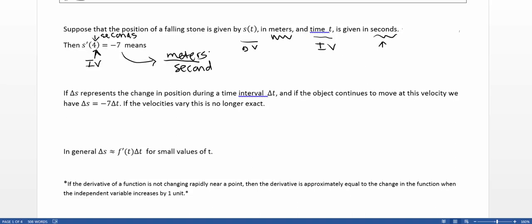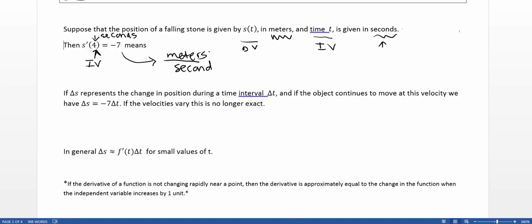And then there's lots of ways we can write that. We could also say something to the effect of, the stone is falling at -7 meters per second after it had fallen for 4 seconds. So there's not one right way to write a sentence or to talk about what it means, but the idea is that the number is paired with the right units. Then there's lots of ways you can say the same thing.